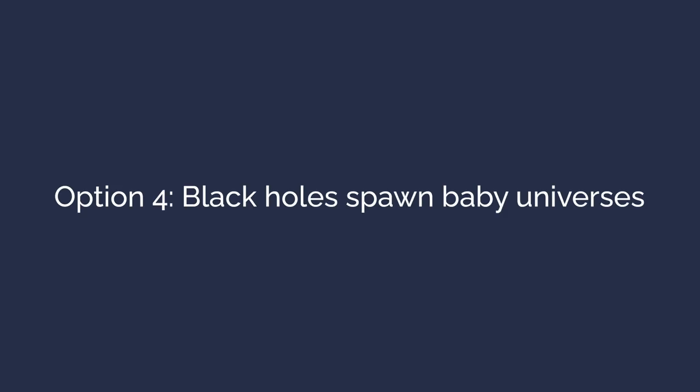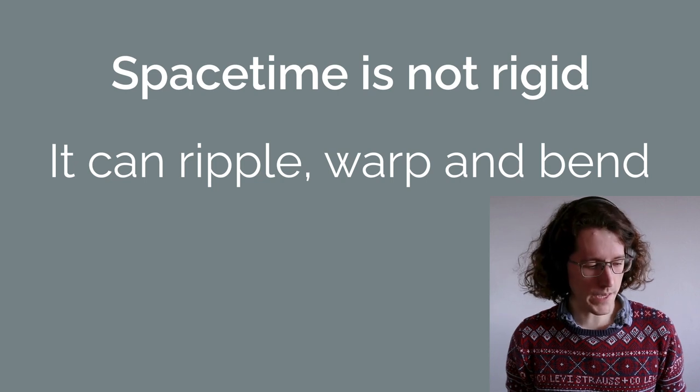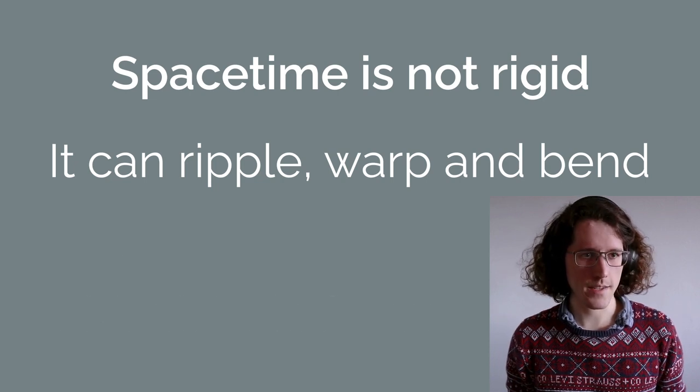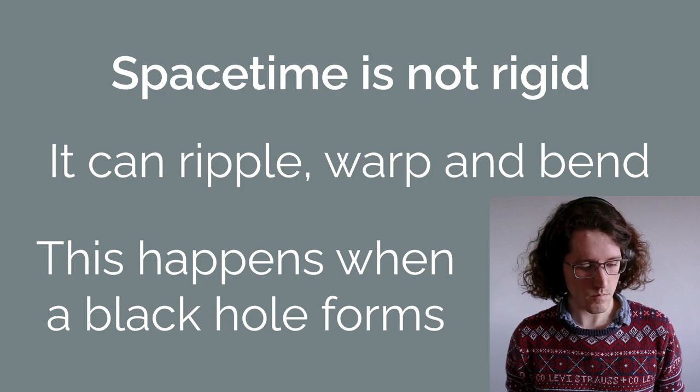Option number four is baby universes. Einstein's theory of general relativity tells us that space-time isn't rigid. Like the surface of the river Cam, it is always rippling and moving about. It can warp and bend in strange and unexpected ways, leading to the formation of objects like black holes. But it can also do even weirder things.